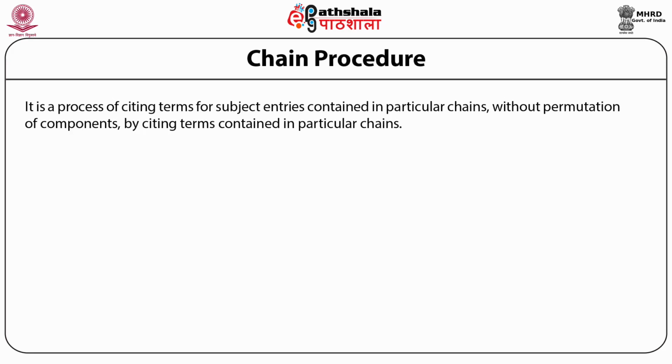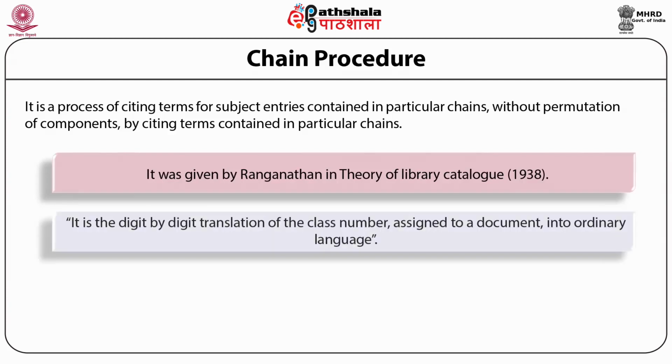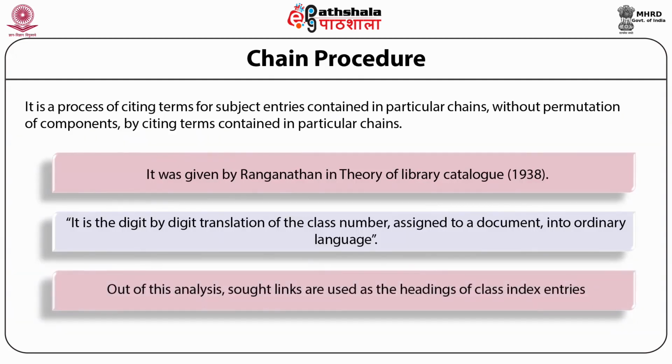Chain procedure. Definition of chain procedure. The unique concept of chain procedure was first expounded by Dr. Ranganathan, a staunch supporter of subject approach, in his book Theory of Library Catalog in 1938. It is the digit-by-digit translation of the class number assigned to a document into ordinary language. It means each class number is analyzed as a series of links, that is steps of division from the main class to the specific subject. Out of this analysis, short links are used as the headings of class index entries beginning from the last step.